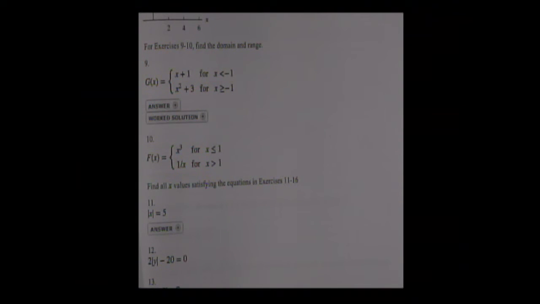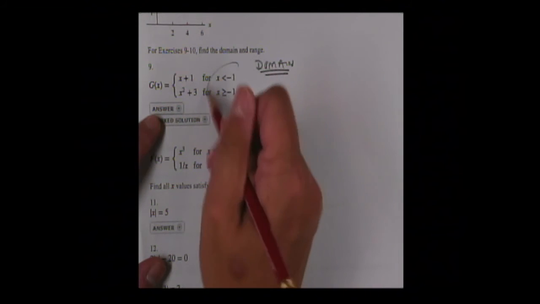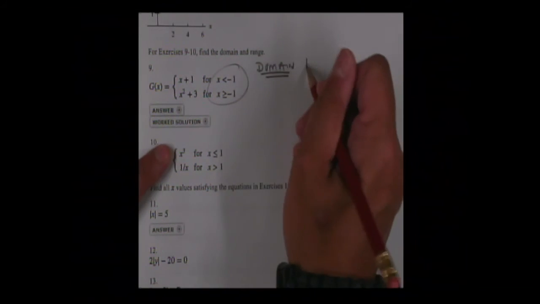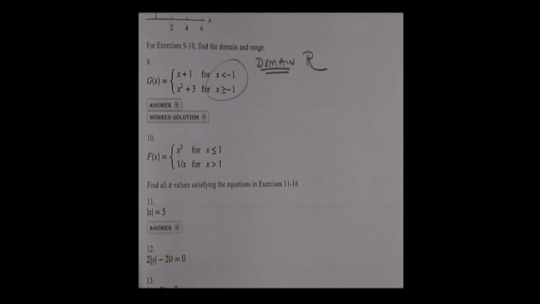On these questions, the domain is pretty easy. Because all we do is we look here and we go, okay, according to those two lines, what numbers should I use? Well, I can use everything less than -1 and everything bigger than or equal to -1. So if I put those two together, what's that tell me? All real numbers. Right, so that one, the domain is all real numbers, -infinity to infinity.